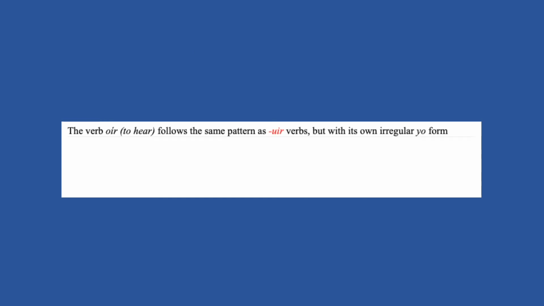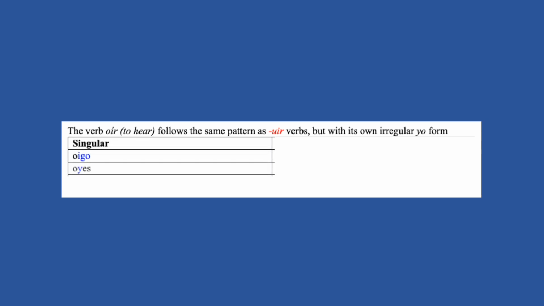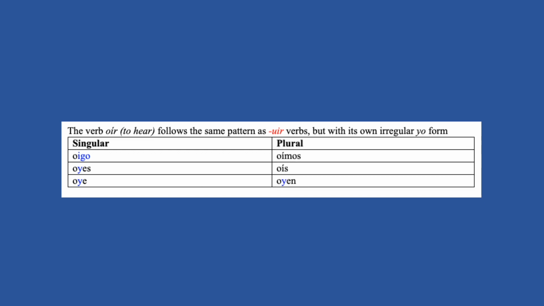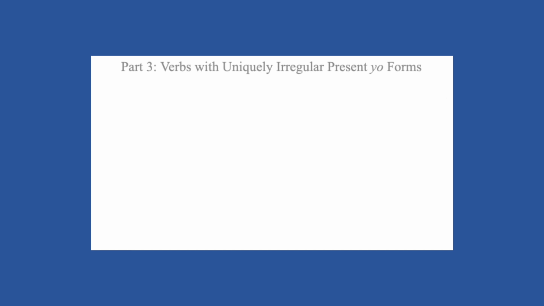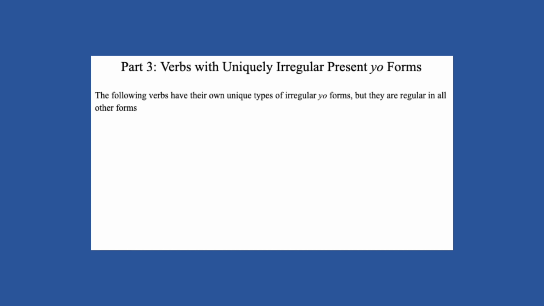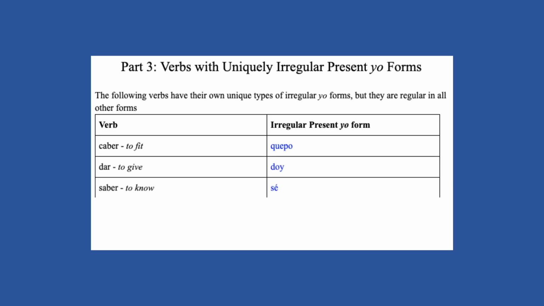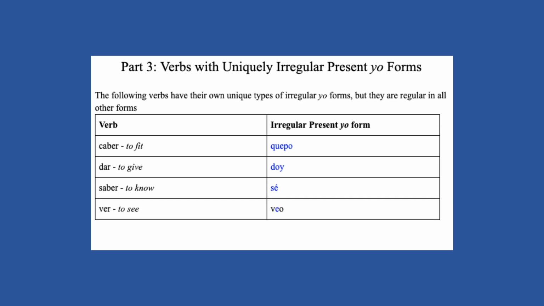The verb oír follows the same pattern as these verbs, but with its own irregular yo form. Oigo, oyes, oye, oímos, oís, oyen. There are a few verbs which have their own types of uniquely irregular present tense yo forms, but they remain regular in all other forms. Caber, quepo. Dar, doy. Saber, sé. Ver, veo. Delinquir, delinco.